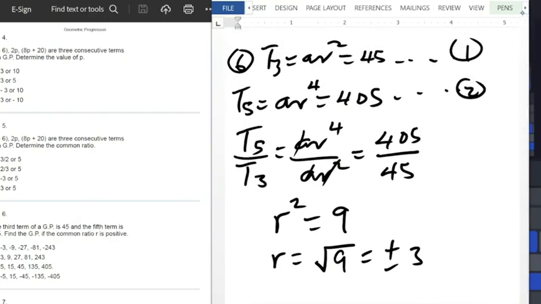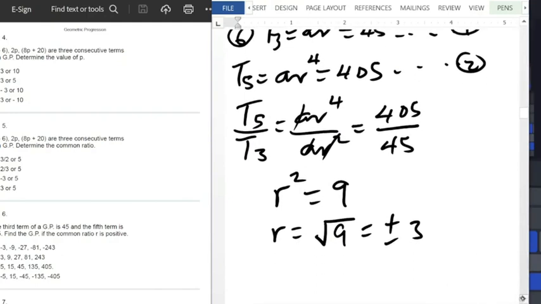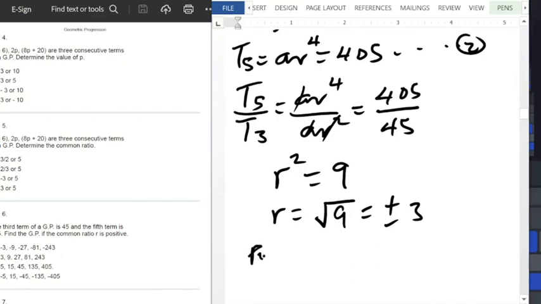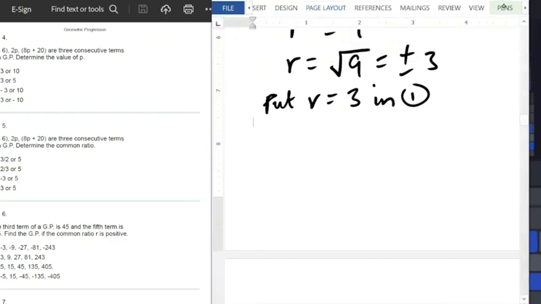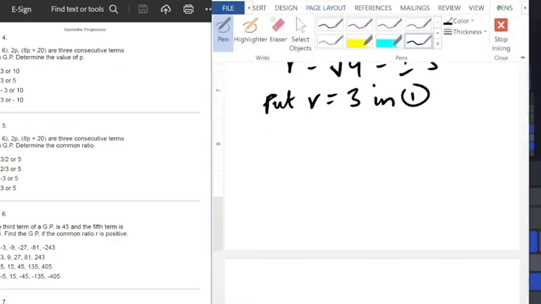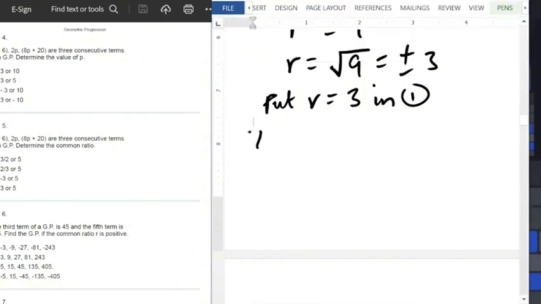That is ar raised to power, to get our first term. So put r equals 3 in equation 1. And what is equation 1? That is, the third term of the GP is 45. That is T3 equals ar squared equals 45.